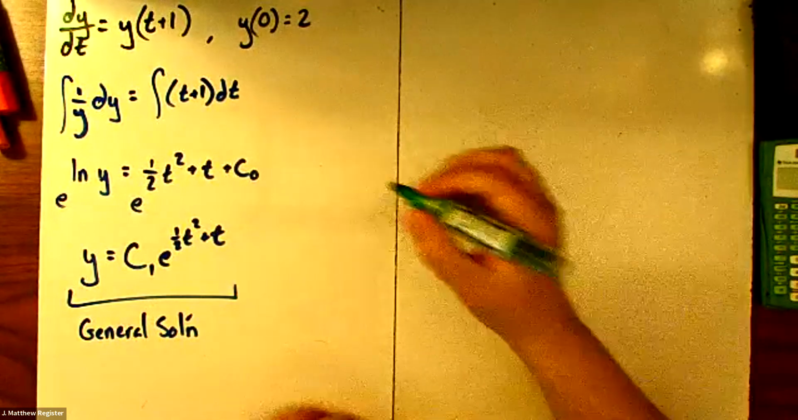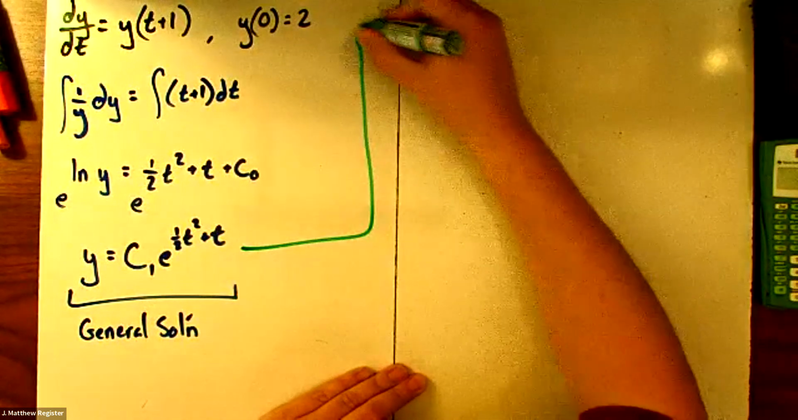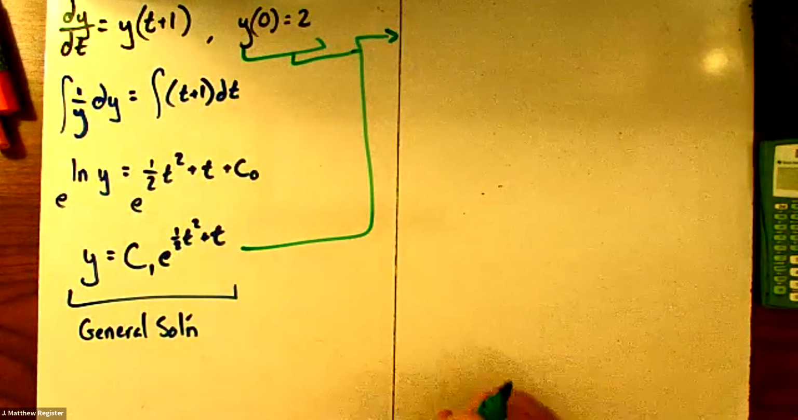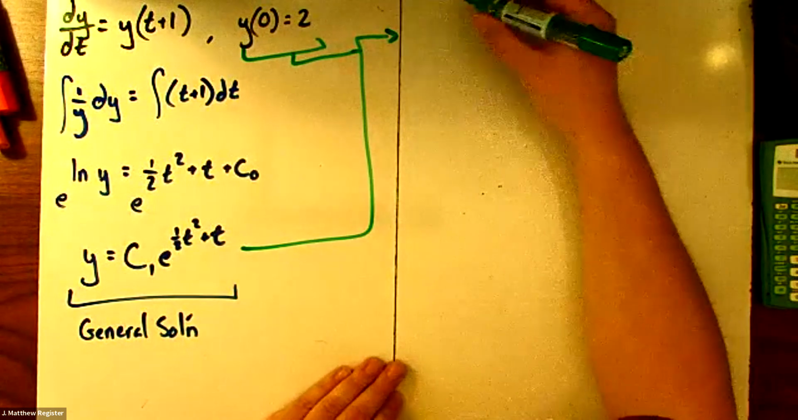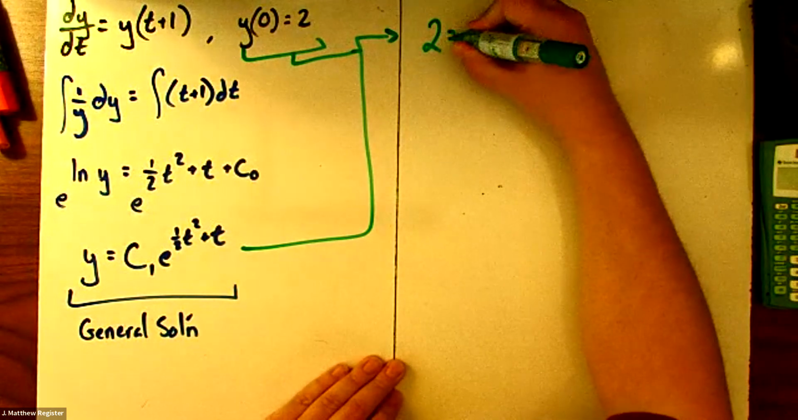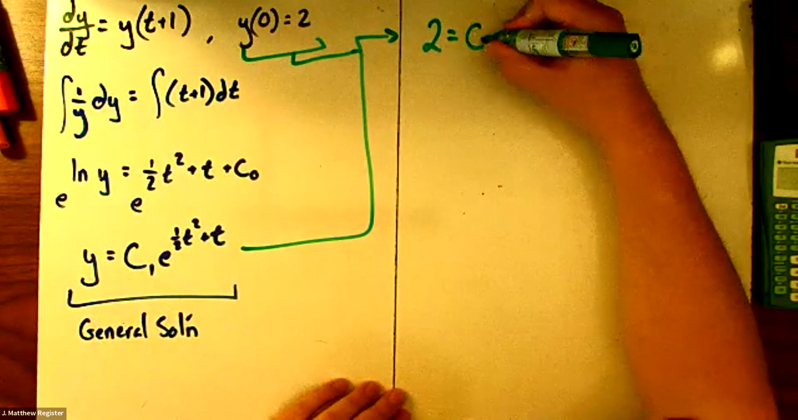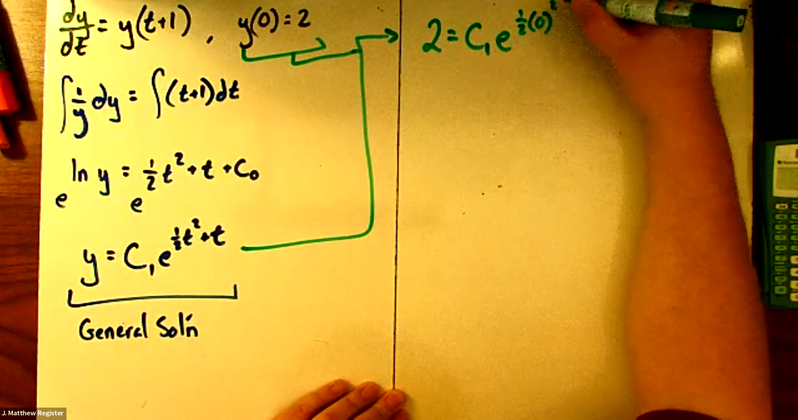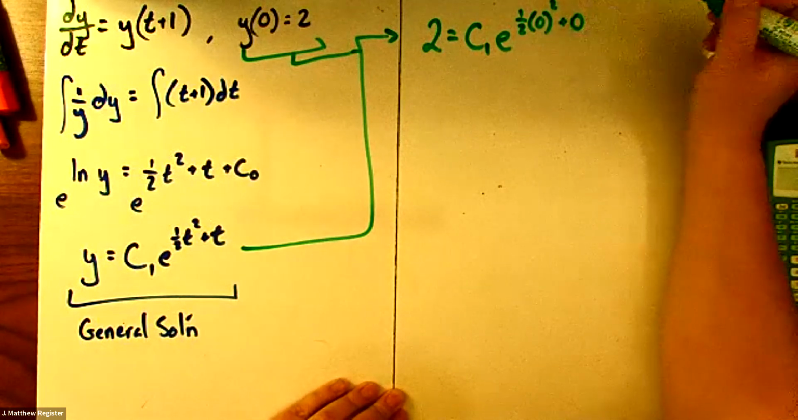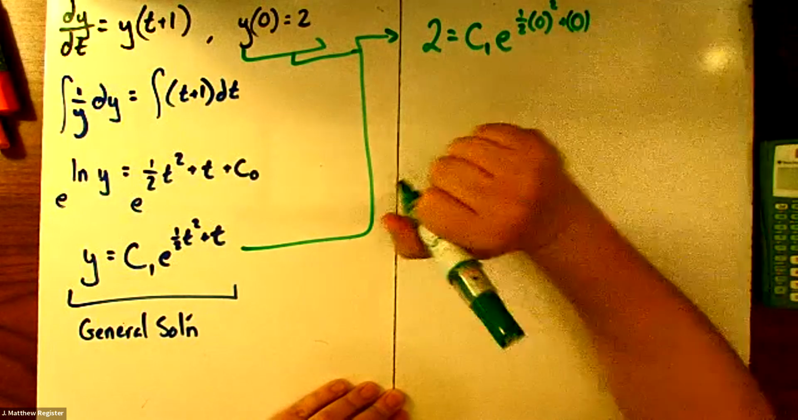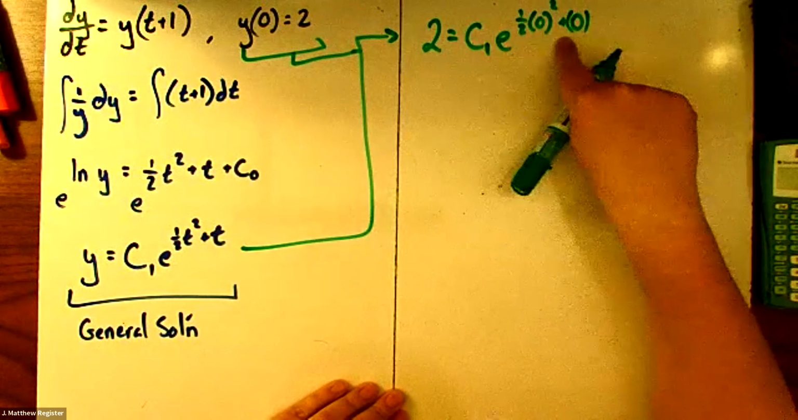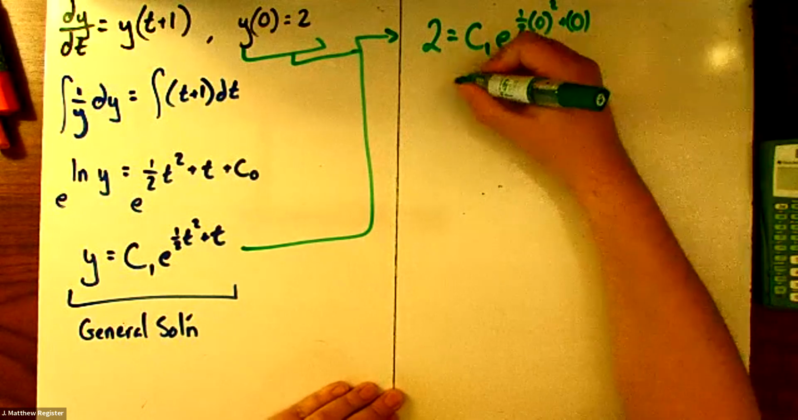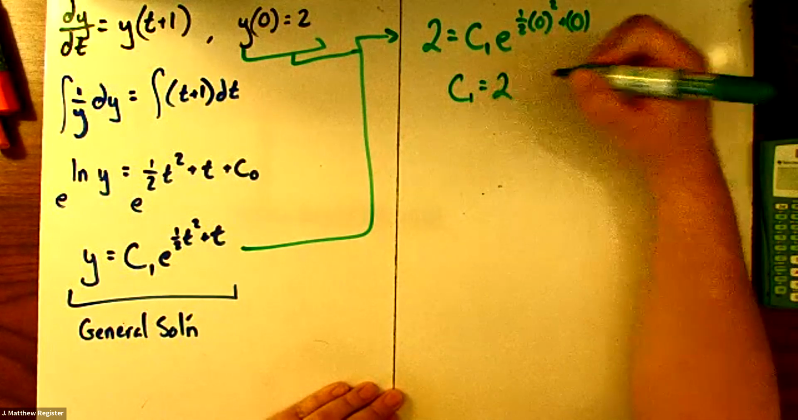And so we can take this equation and this initial value and plug them in. y of 0 is equal to 2 tells us that 2 is equal to C1 e to the 1/2 of 0 squared plus 0. I'll throw parentheses around that too. Well, that's e to the 0, and e to the 0 is just 1. And so that tells us that our C1 value is equal to 2.